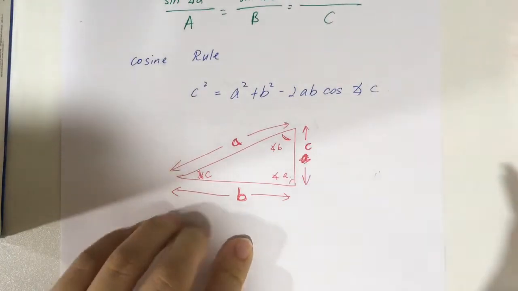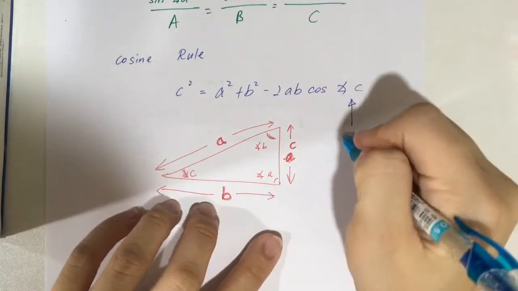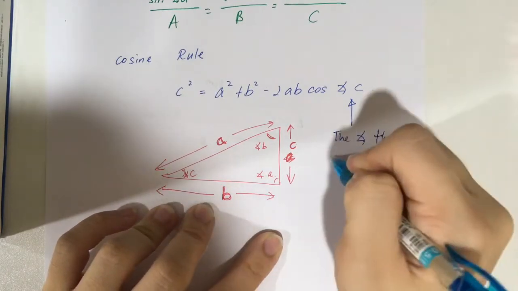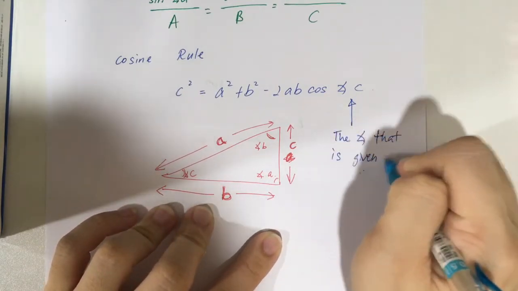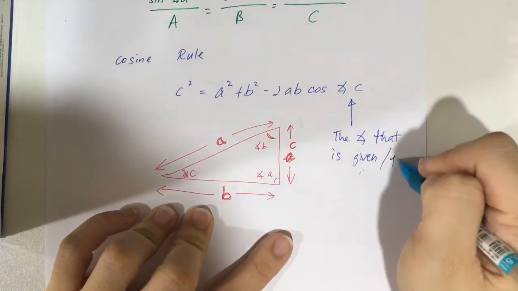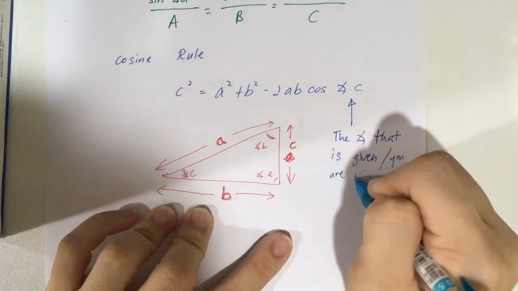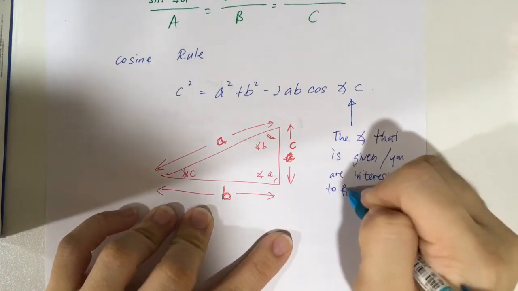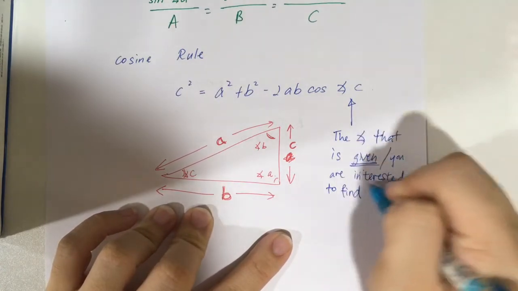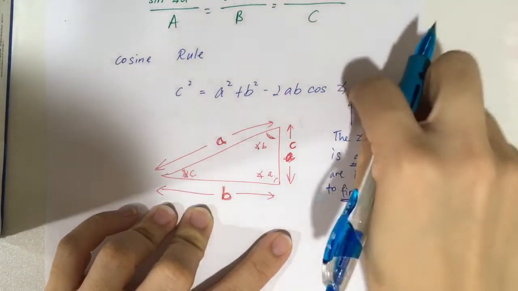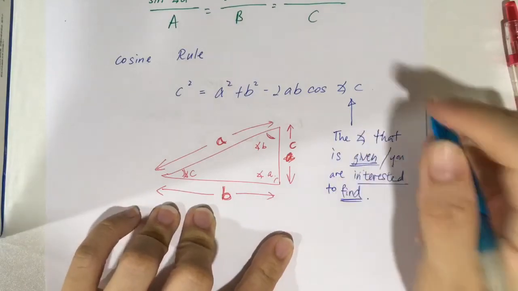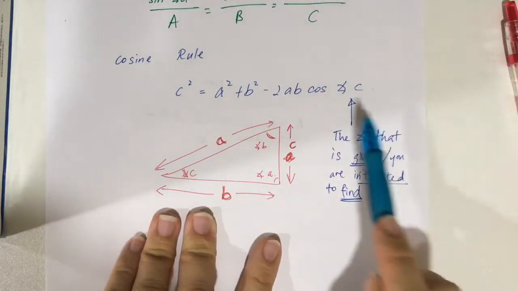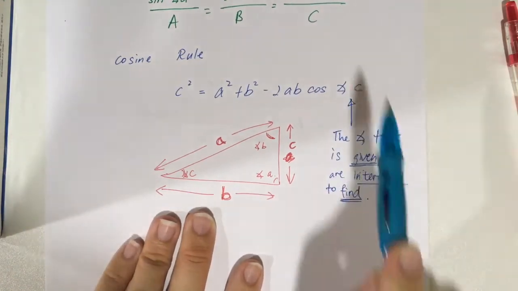Understand? Just remember, the angle that is given, or you are interested to find, it's either given or interested to find. Based on this angle, that angle will always be C. So this is always the angle either given or asked you to find.